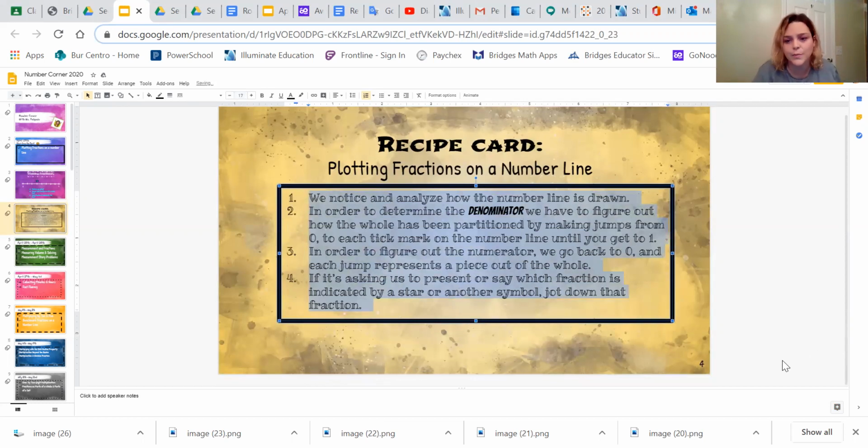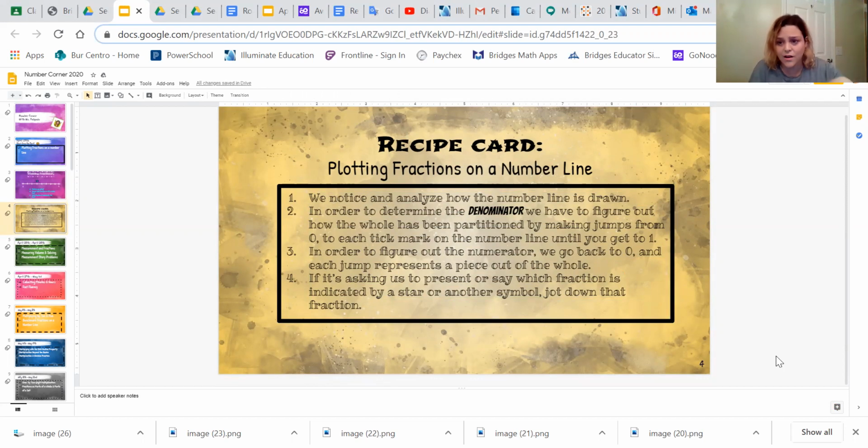Okay, so I'm gonna ask you to pause right now and jot down this recipe card in your math notebook so that you have every single thing. And I'm just gonna read it one more time. We notice and analyze how the number line is drawn. That's number one. Number two, in order to determine the denominator, we have to figure out how the whole has been partitioned by making jumps from 0 to each tick mark on the number line until you get to 1. In order to figure out the numerator, we go back to 0 and each jump represents a piece out of the whole. Number 4, if it's asking us to present or say which fraction is indicated by a star or another symbol, jot down that fraction.